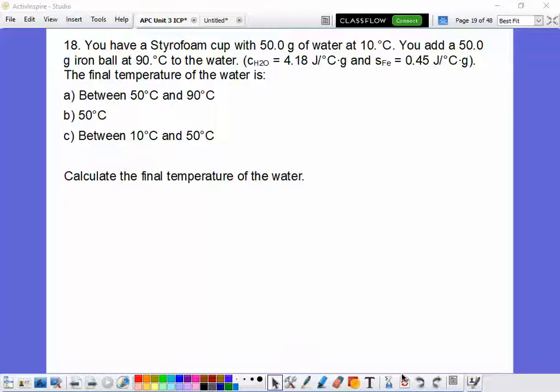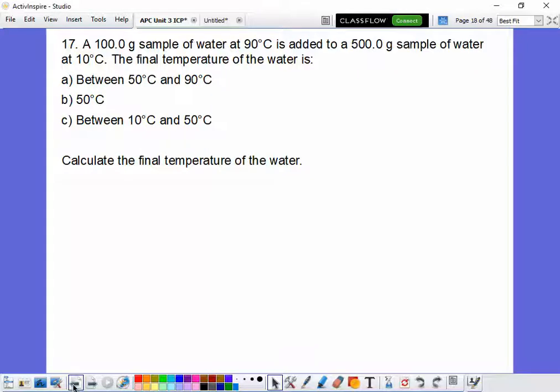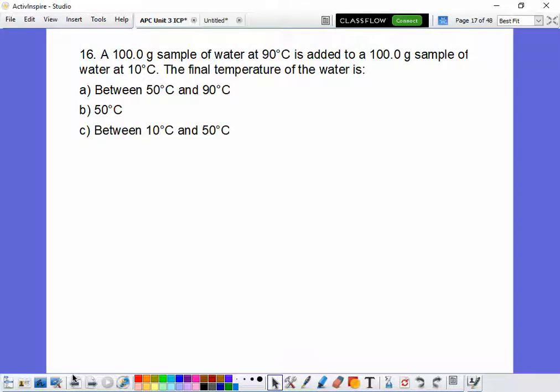So last class, we talked about how to determine the final temperature of a mixture of water, like a mixture of two different temperatures of water. Like in number 16, we had these two samples of water that had the same masses, but their temperatures were different. So to find the final temperature, all you had to do is take the straight average, like what you just did in your lab, assuming that no energy was lost to the surroundings, like through the calorimeter or anything like that. All right.